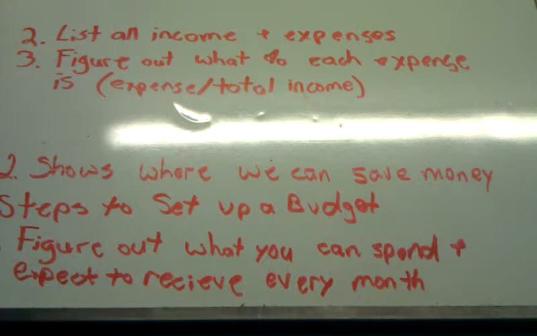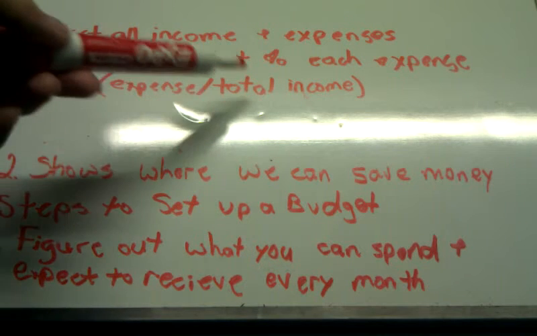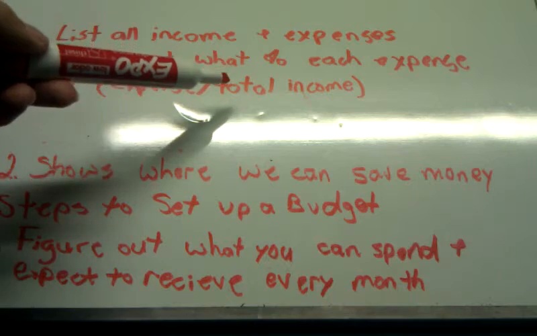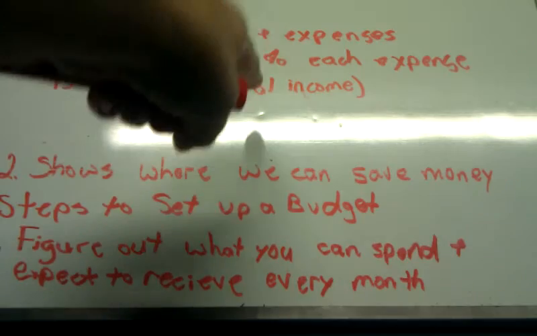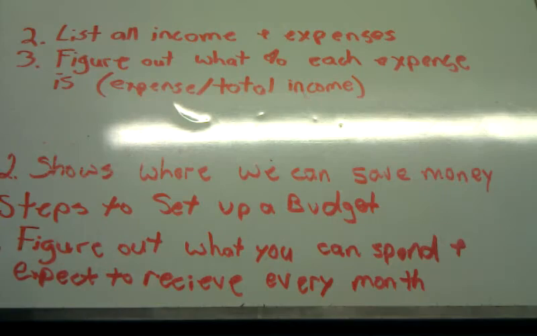Okay? So we said, number 1, figure out what you can spend and expect to receive every month. Number 2, list all income and expenses. Number 3, figure out what percentage each expense is, and you do that by dividing the expense by the total income. Total income means you add all your income, that's your total income. You have to take each expense divided by the total income. And they give you a chart there.